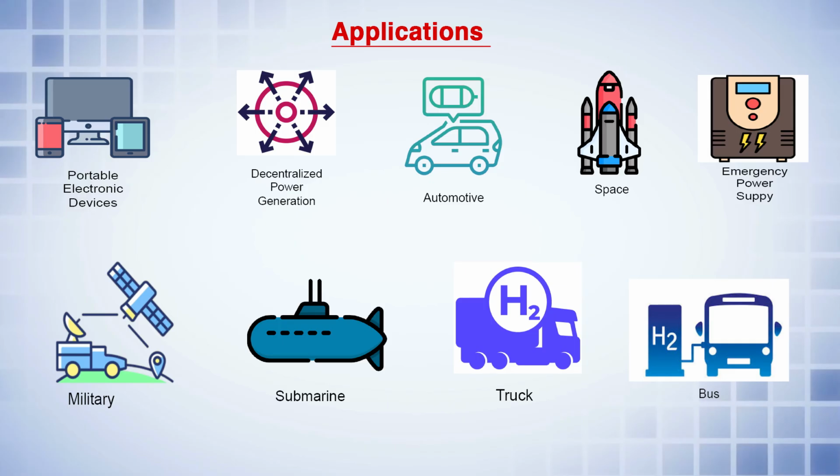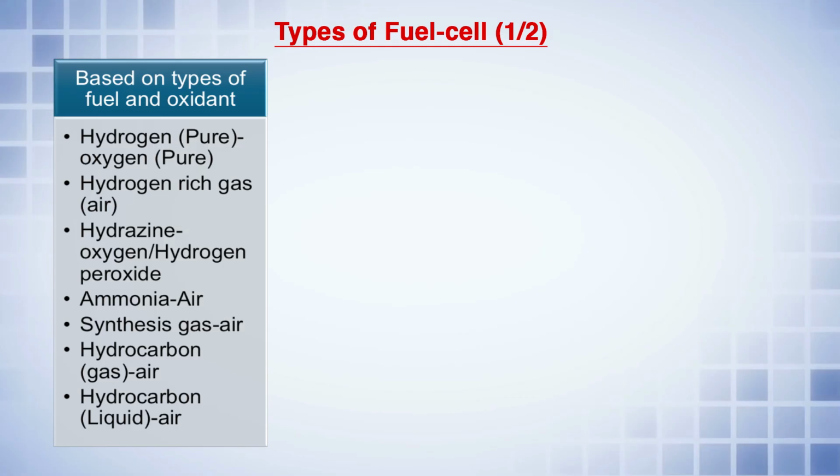It can easily replace the battery in the UPS. Also, it can be used for military applications in a distributed manner, and it can be used in submarines, trucks and buses. Recently, the Government of India has taken an initiative for green energy mobility with the help of these hydrogen based buses and trucks. So based on various factors, we have different types of fuel cell.